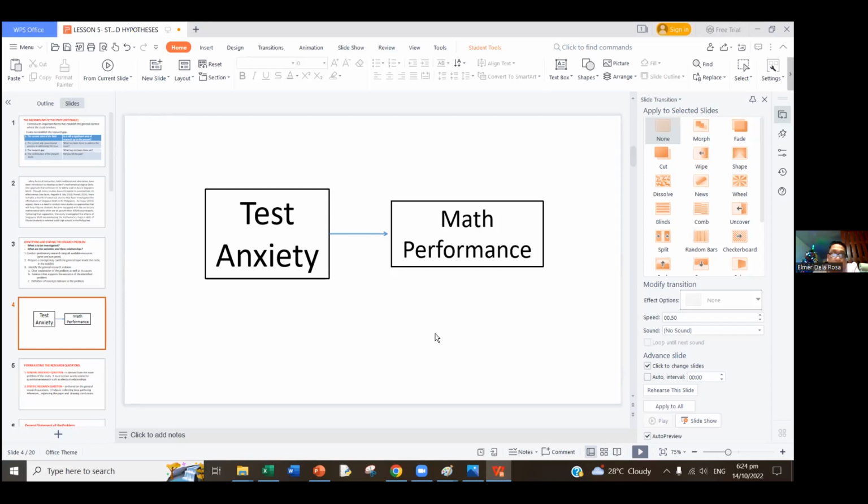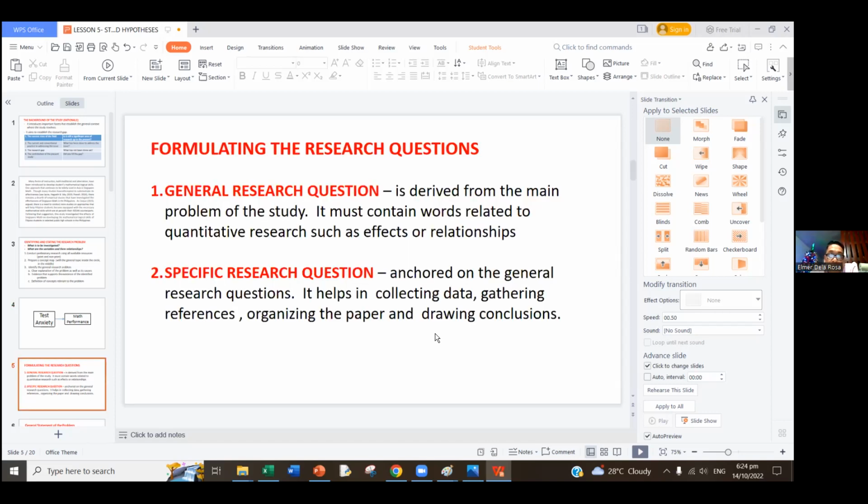So given this model, what is our general statement of the problem? The general statement or general research question is derived from the main problem of the study. It must contain words related to quantitative research such as effects or relationships, because this is quantitative. Then the specific research questions are anchored on the general research question. It helps us in collecting data, gathering references, organizing the paper, and drawing conclusions.